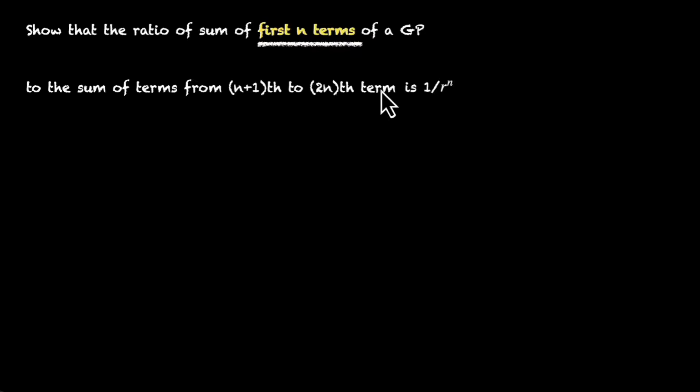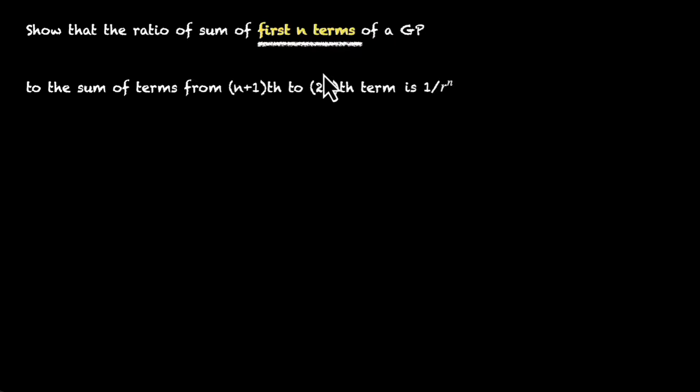That's a lot of words. But what does it really mean? If nothing jumps to you, you can put in some values of n. Let's say I put n as 10. That means for this GP, I need to find the sum of first 10 terms and divide that by 10 plus 1, which means 11th, 2n means 20. So 11th to 20th, which means the next 10 terms.